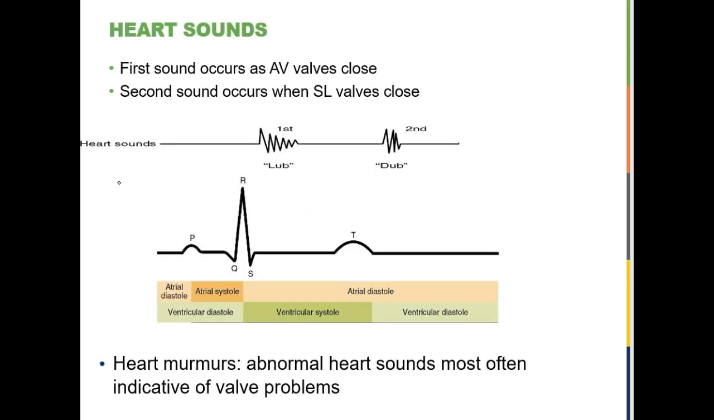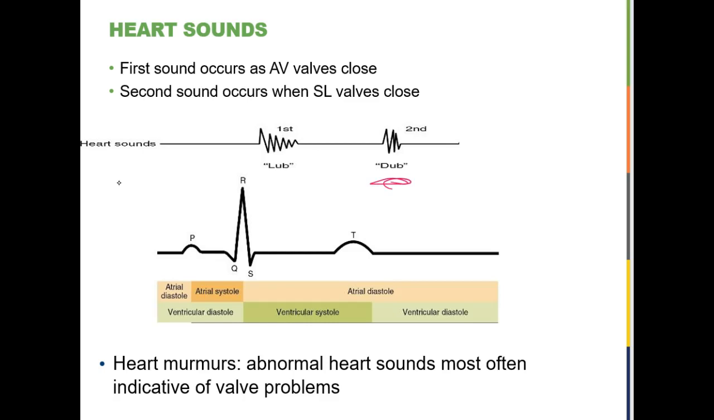Then we're going to layer on top of that our heart sound. So most people, when they talk about the heart, say it goes like bump, bump, bump, bump, or some books call it a lub-dub. So the first heart sound, the lub, is your AV valves slamming shut. And the second heart sound, the dub, is your semilunar valves slamming shut.